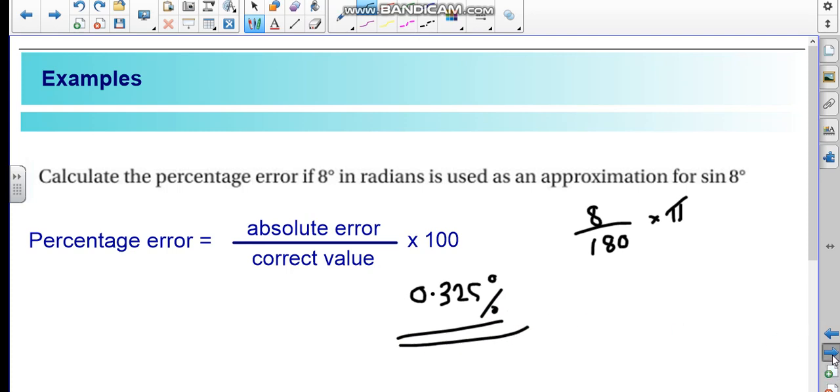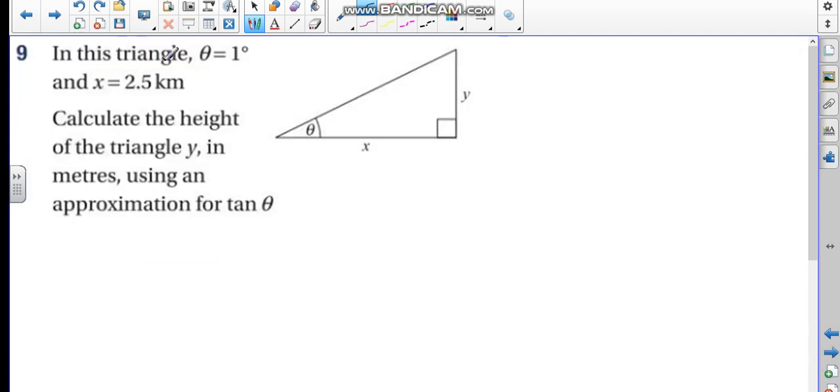So let's have a look at another example. In this triangle, theta is 1 degree. So this is degrees at the moment. And x is 2.5 kilometres. It says, calculate the height of the triangle in metres using an approximation for tan theta. Now, if you do this without doing an approximation, you'll get no marks because it's been very clear that you must use an approximation. Okay?